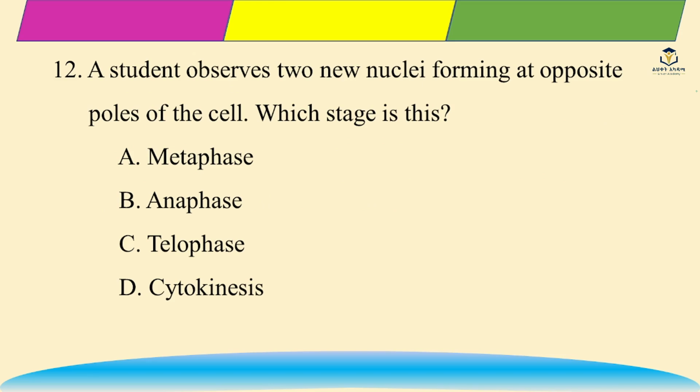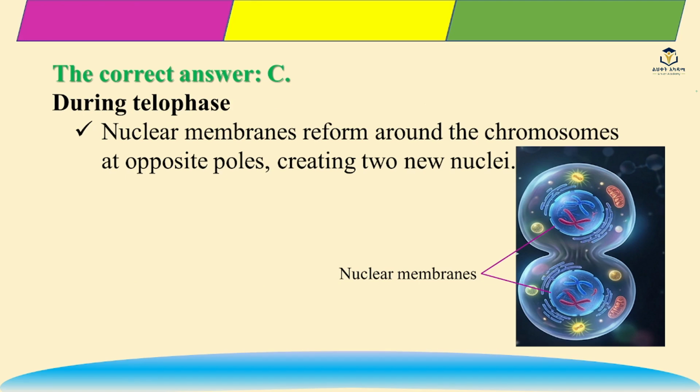Question 12. A student observes two new nuclei forming at opposite poles of the cell. Which stage is this? A. Metaphase. B. Anaphase. C. Telophase. D. Cytokinesis. The correct answer is C. Telophase. During telophase, nuclear membranes reform around the chromosomes at opposite poles, creating two new nuclei.